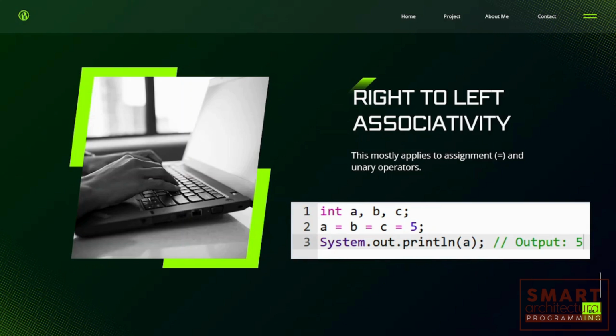And then on line 2 we equate a equals b equals c equals 5, and then we System.out and print the value of a. So what happens here basically? Java first evaluates that the value of c is 5, right? It's right to left associativity.